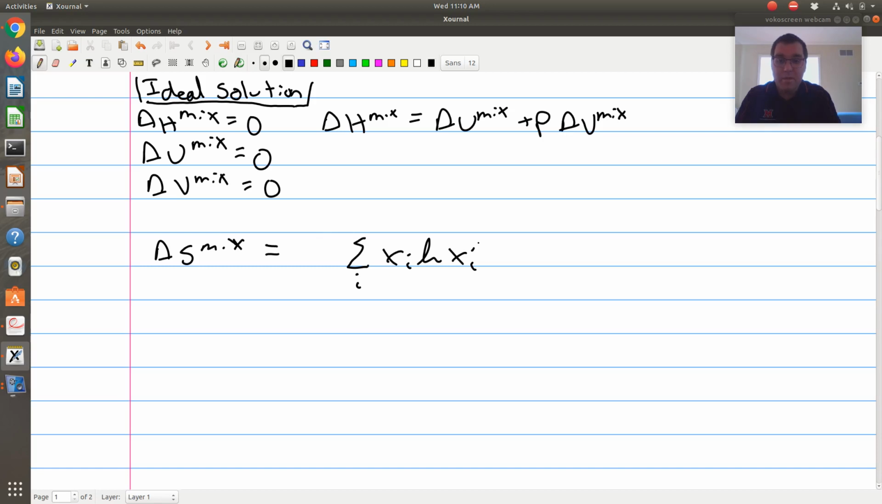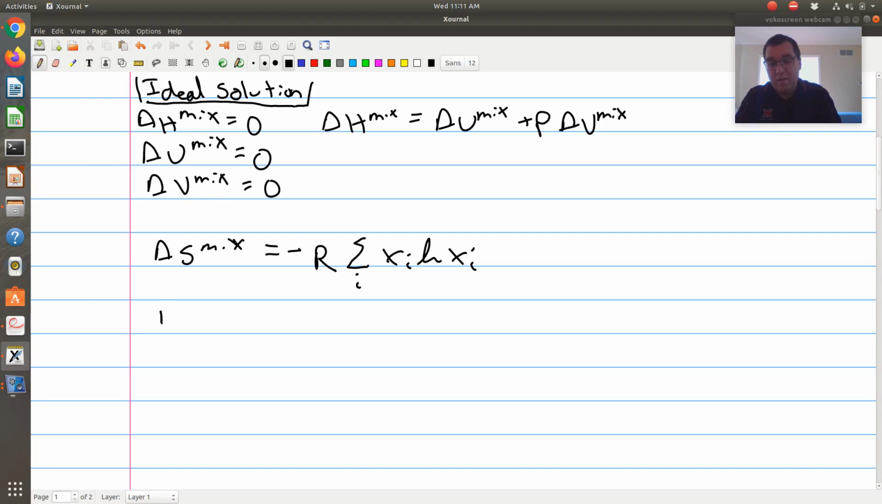So if I look at this, x_i will always be less than 1, except in the pure component limit. So log x_i will be negative. In order for delta S of mixing to be positive, I need a negative sign, and it's going to be negative R, where R has the same units as entropy. So delta S of mixing is negative R times the sum over i of x_i log x_i.